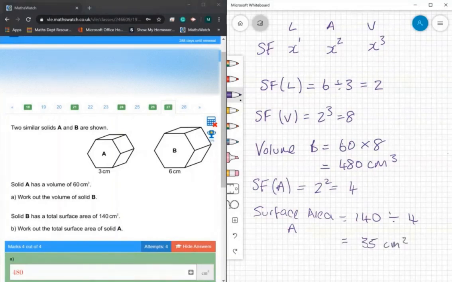So it's really important that you understand the links between scale factors and length, areas and volumes, because on some of the questions, particularly towards the end, you're going to have to find the scale factor for length first, then find the scale factor for either area or volume, depending on what it's asking for.